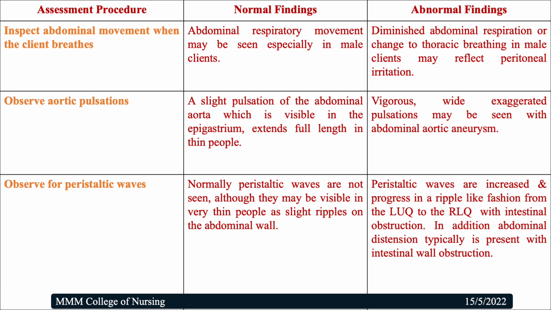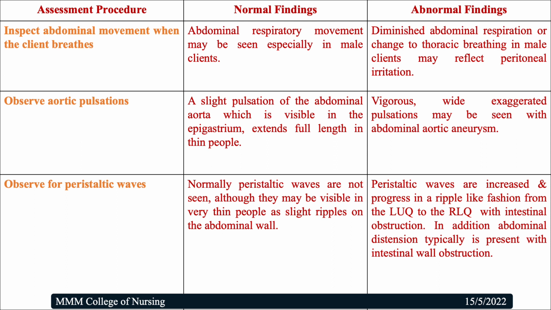Next is to observe for aortic pulsations. Normally, a slight pulsation of the abdominal aorta, which is visible in the epigastrium, extends full length in thin people. Abnormal findings include vigorous, wide, exaggerated pulsations, which may be seen with abdominal aortic aneurysm.